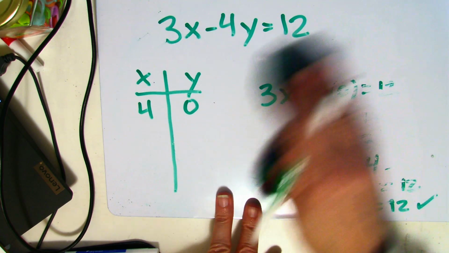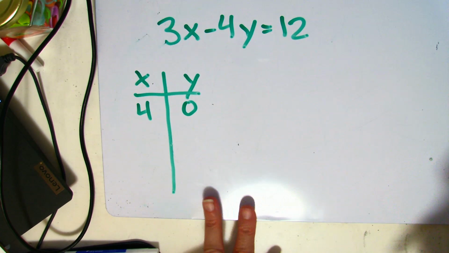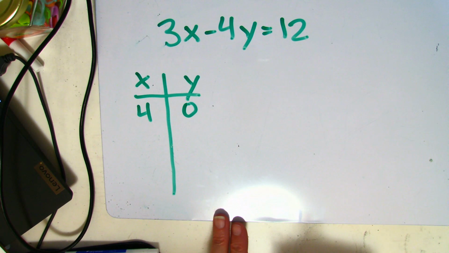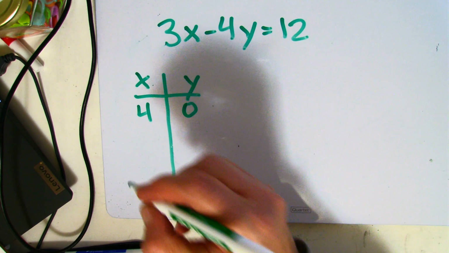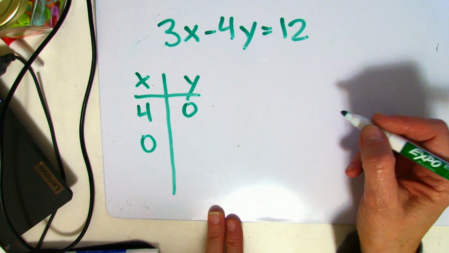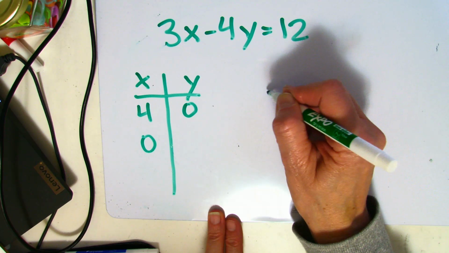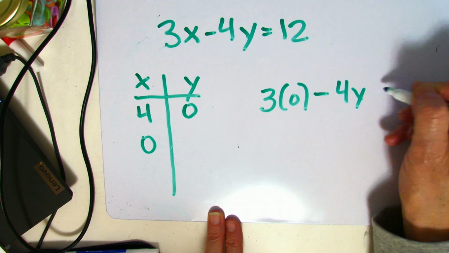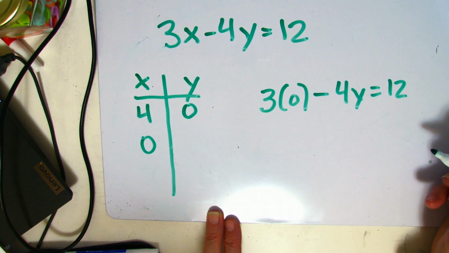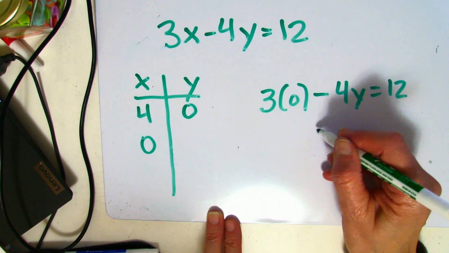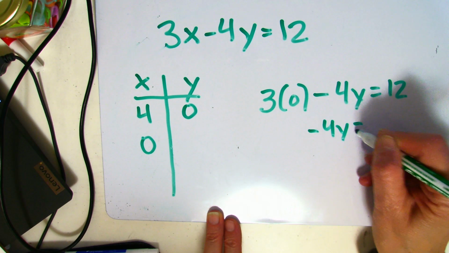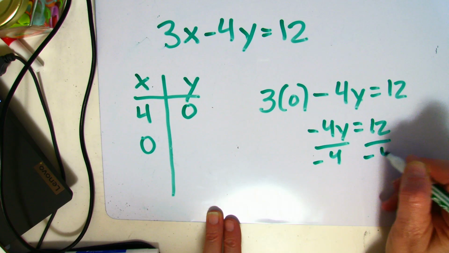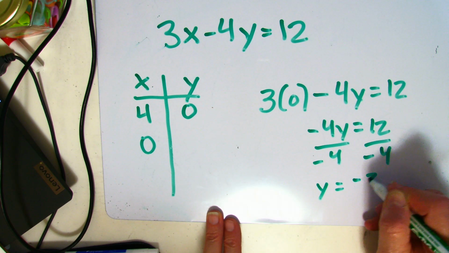Now say I want to create another point because my intent might be to graph this line, and so I am going to need at least one more point. In this case, I'm going to say that x is 0. So I'm going to have 3 times 0 minus 4y equals 12. Well, that's going to equal 0, so I'm left with negative 4y equals 12. I'm going to divide both sides by negative 4. Y is going to be negative 3.